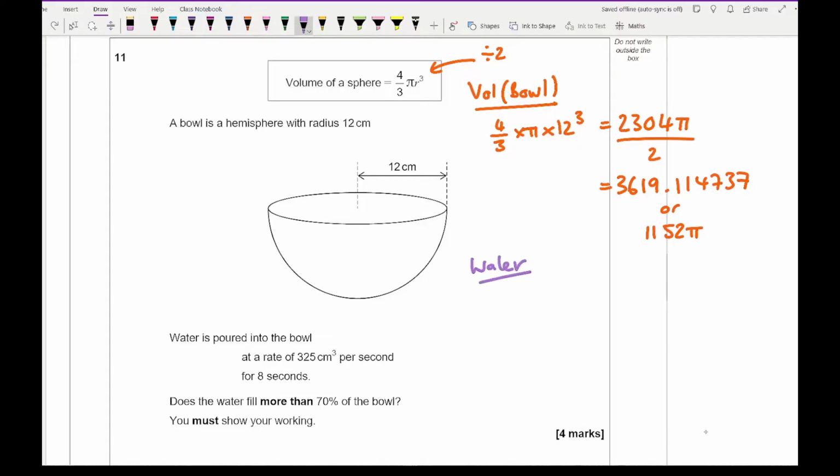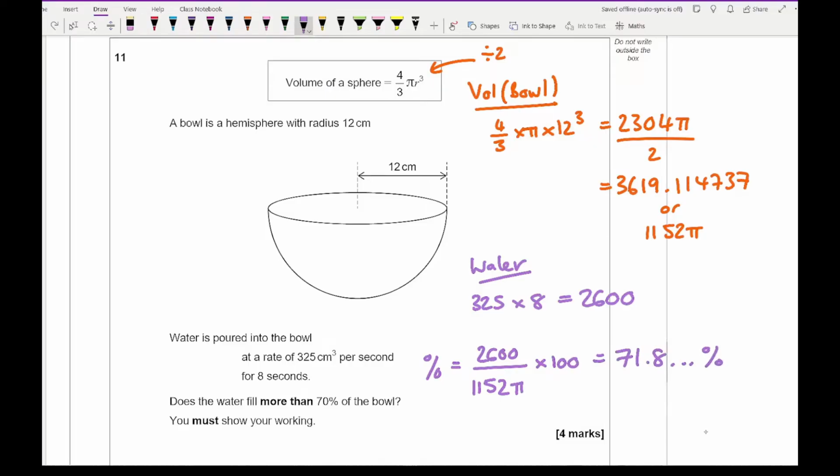Then what we need to do is work out the water amount. So we're going to use this information here, so that's going to be 325 multiplied by 8, and again straight into the calculator. That gives me 2,600. So then what we need to do is work out the percentage, which is going to be the water divided by the amount. I could either go for the decimal version or the pi version. I'm going to multiply that by 100 and typing that all into my calculator, I get an answer of 71.8 blah blah blah percent.